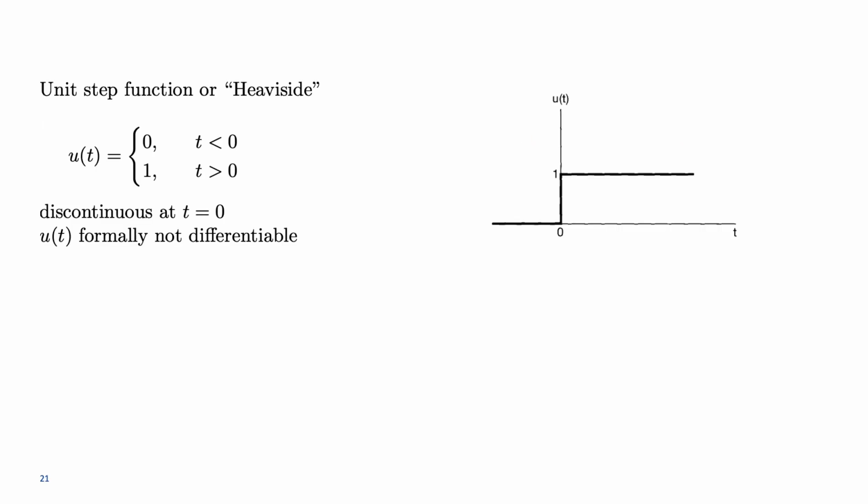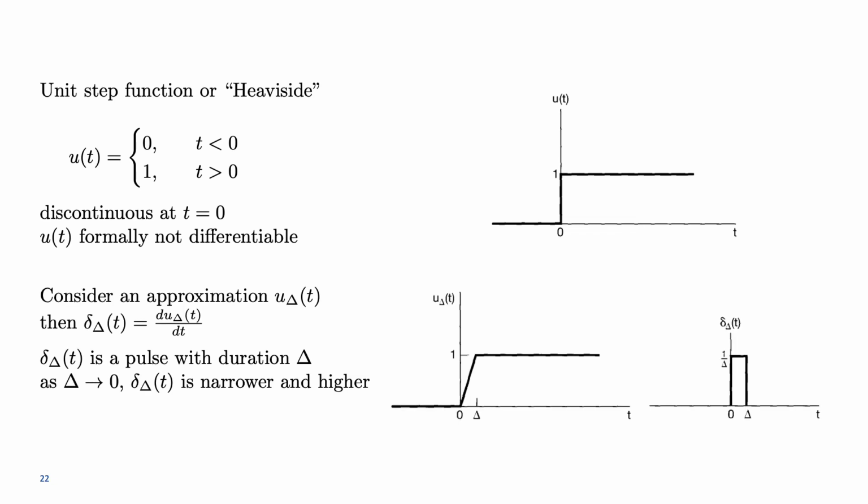The unit step function, also called Heaviside function, is a function that is 0 for negative times and 1 for positive times. It is usually indicated as u of t. Notice that this function is discontinuous at t equals 0, and it is formally not differentiable. Okay? So what can we do to operate with this function, to operate with its derivative?